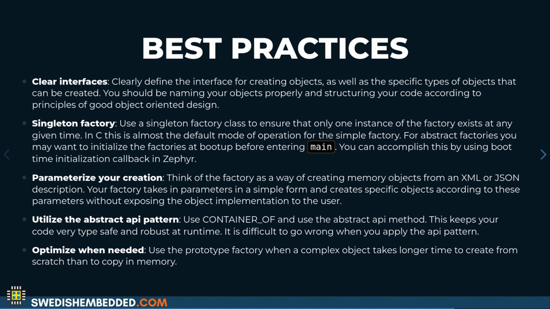Utilizing the abstract API pattern, you will find that you will have to do this if you want to have a flexible way of handling multiple types of objects. And the whole point of the factory is to create abstract objects. So you need to understand the abstract API pattern, and obviously customize when needed, and try to only use a pattern when it makes sense to use that pattern, not just because somebody told you to use that pattern.